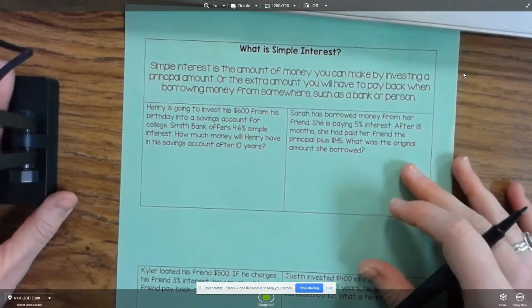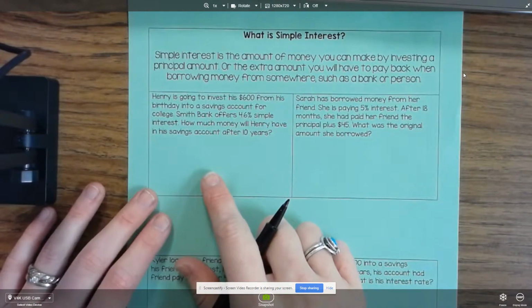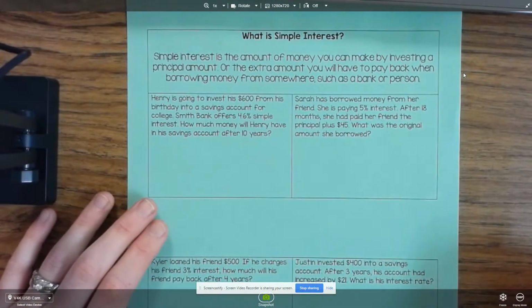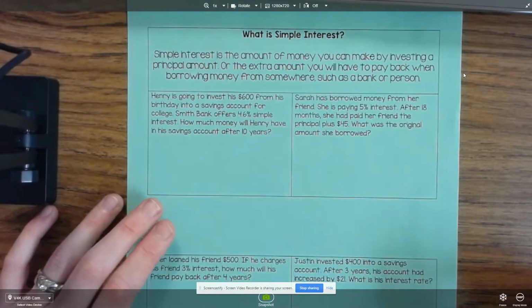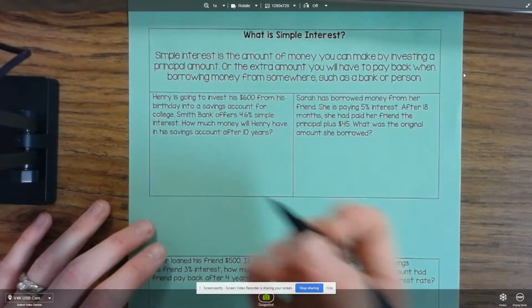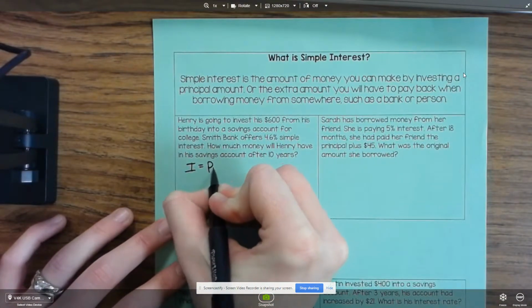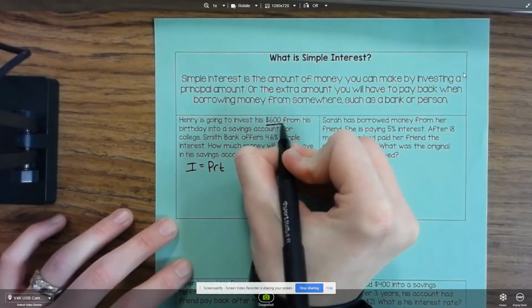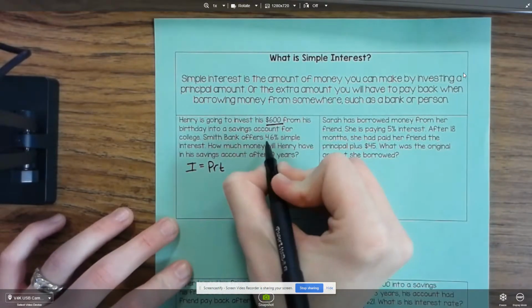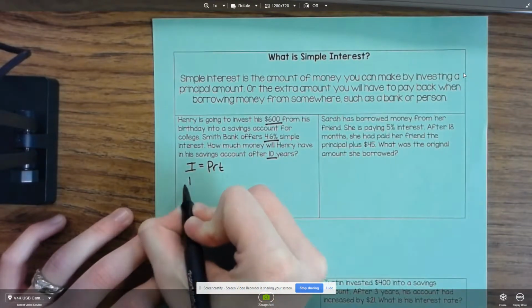All right, so on the inside of this, the first one here says Henry is going to invest his $600 from his birthday into a savings account for college. Smith Bank offers 4.6% simple interest. How much money will Henry have in his savings account after 10 years? So our formula, so we've got $600, that's our principal, 4.6% is our rate, and then 10 years.